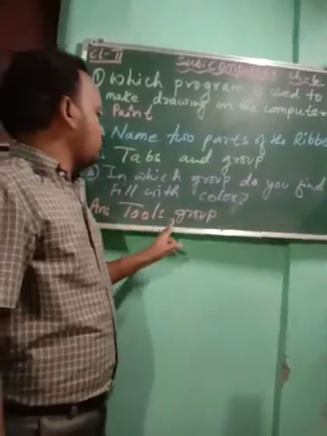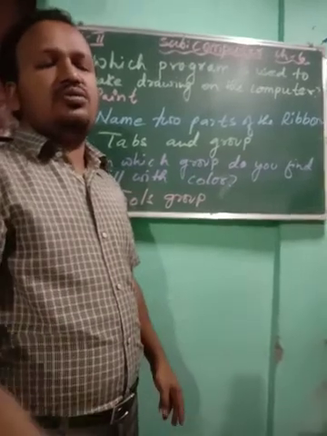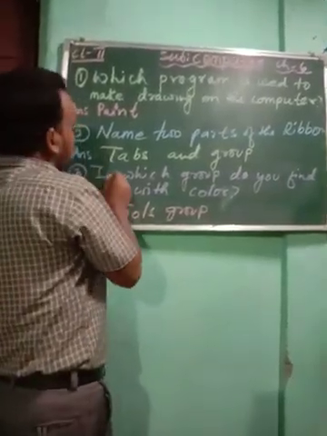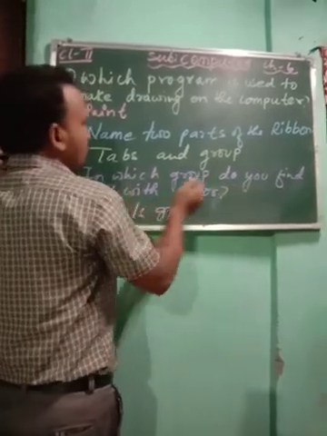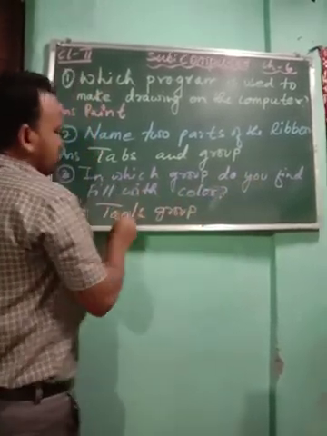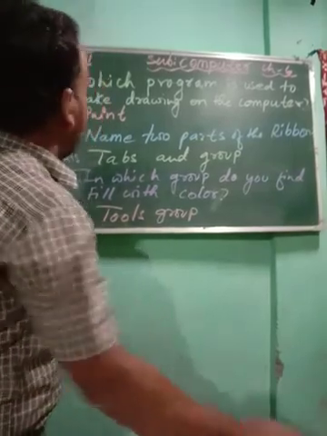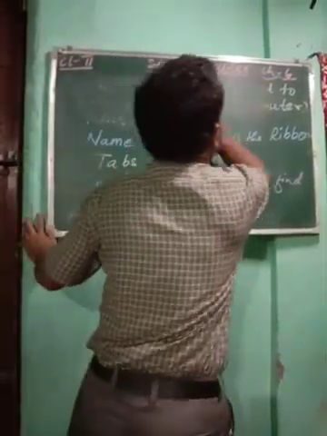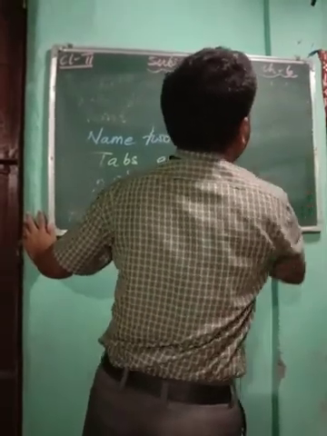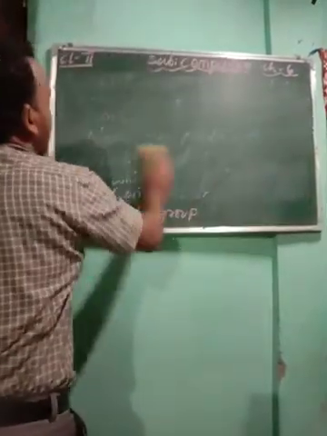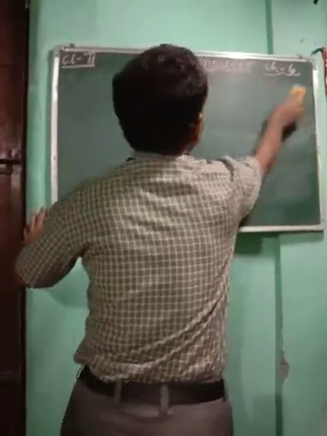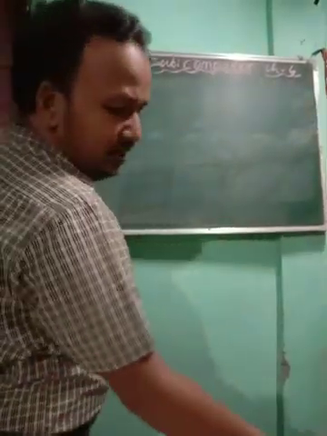Okay, in tools group, so you see number 3, in which group do you find fill with color? That is your tools group. So this was 3 question and answer. Okay, so you see why I have written and I read out, so it will be easy for you all to learn it, children. So when you write and you look at the video, you can learn it very properly. Now you see number 4.